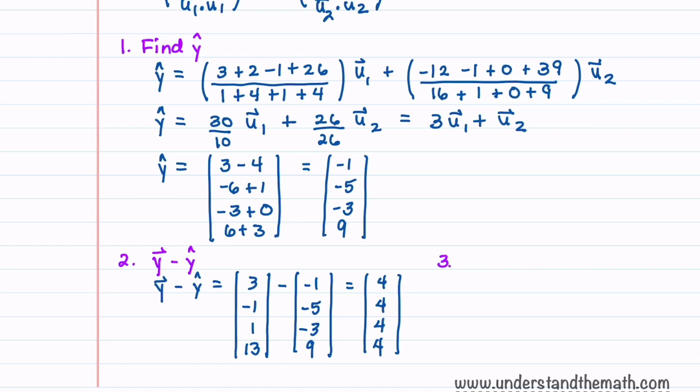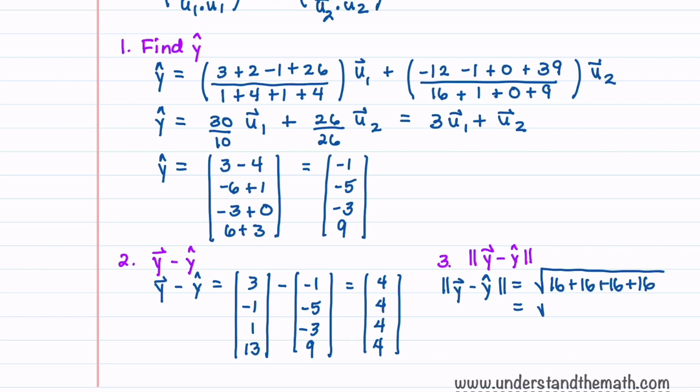So that's our last step. We're going to compute the magnitude of y minus y hat. So to compute the magnitude, all we're going to do is square all the components in y minus y hat and then take the square root. So 4 squared is 16 plus 16 plus 16 plus 16. We have 4 of those, and that's the square root of 64. So we actually end up with a nice number of 8. The distance from y to the subspace of R4 spanned by u1 and u2 is just equal to 8.